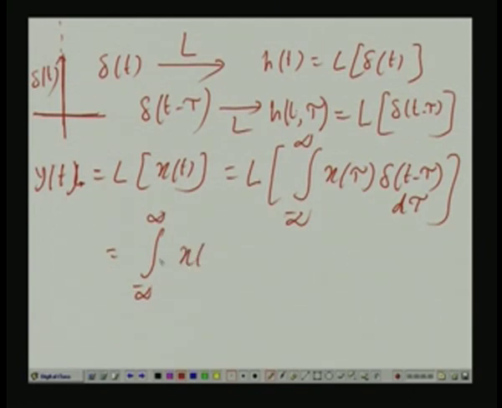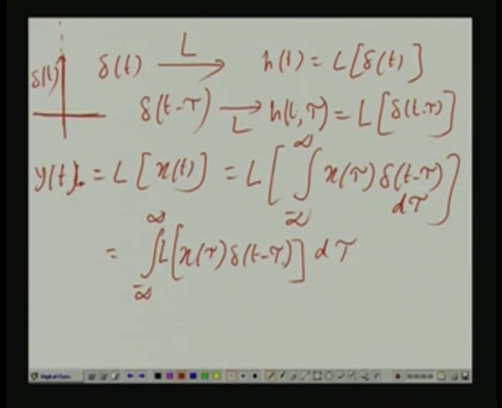L working on this. Integral is only a summation. That is individual responses summed. Earlier, I was taking the response by first summing the various inputs by the integral, then applying it to the system. Because of linearity, that would be the same as first applying individual inputs x tau times delta t minus tau, getting the corresponding response, and then summing the individual responses by an integral.